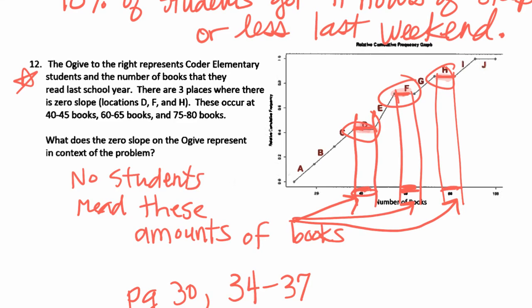We were wondering what is going on with this zero slope. Zero slope, you can think of that as zero change. So there were no additional students in these sections reading these particular amounts of books. We don't really know, well, it's 40, 60, and 80 maybe. So there were no students that read those amounts of books. And so that's the interpretation of how you handle that zero slope in an ogive or a cumulative graph of some sort.